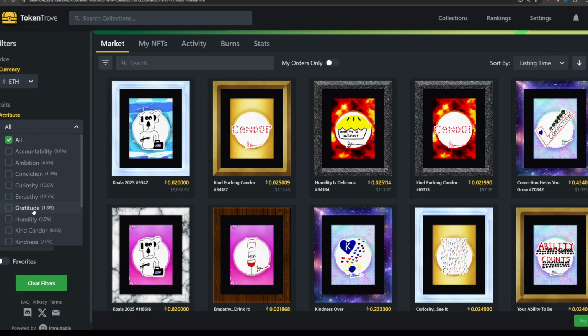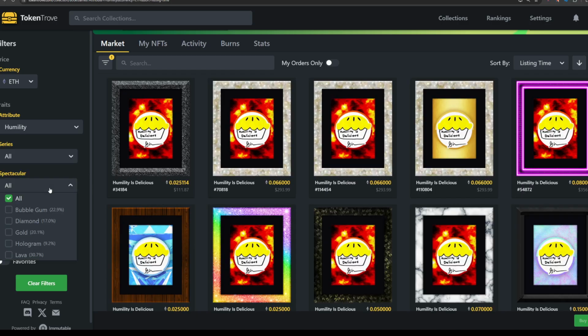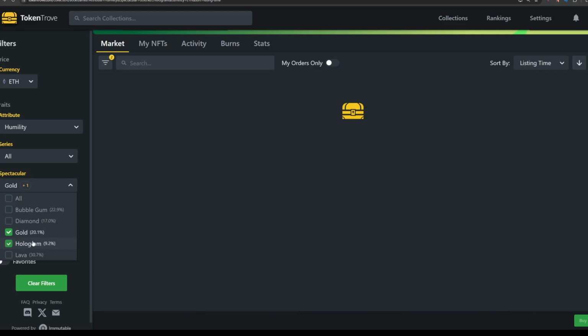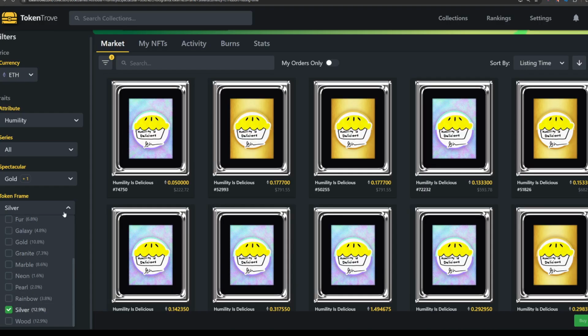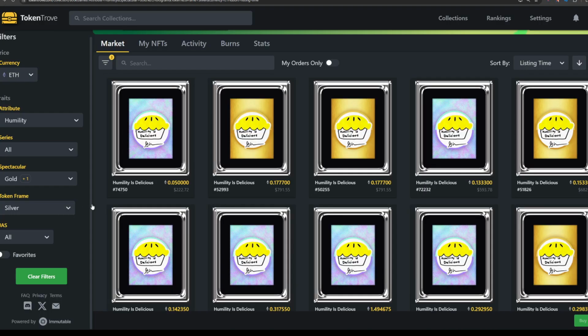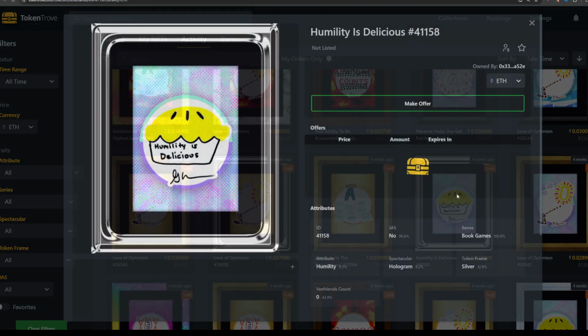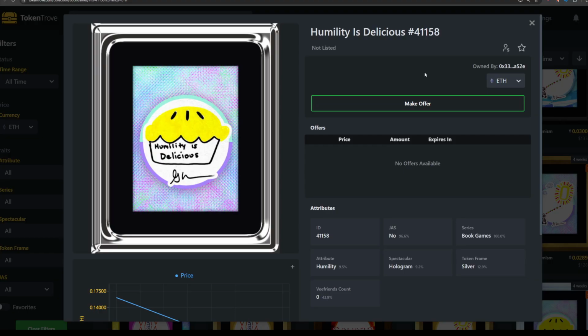Humility, gold and hollow, silver. And when we get back, we're going to dip into this entry for humility, humility silver, gold, humility silver, hollow. Until next time.